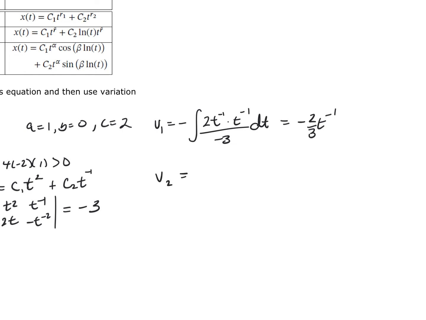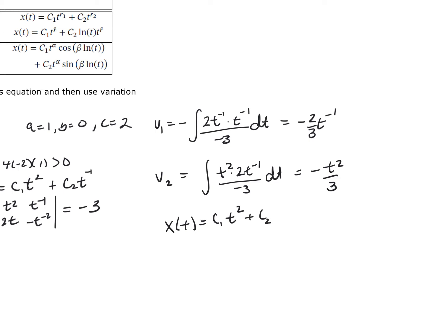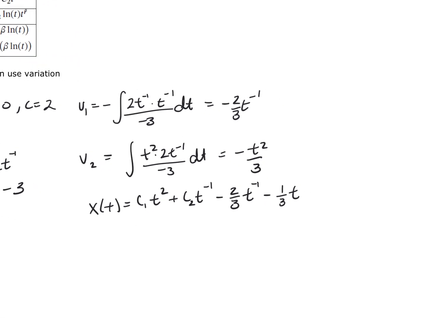My v sub 2 would be the integration of t squared 2t raised to the negative 1 divided by negative 3 dt, which gives me negative t squared divided by 3. So then my x of t would then be c sub 1 t squared plus c sub 2 t raised to the negative 1 minus 2/3 t raised to the negative 1 minus 1/3 t. And my final solution, cleaning this up a bit, is c sub 1 t squared plus c sub 2 t raised to the negative 1 minus t.